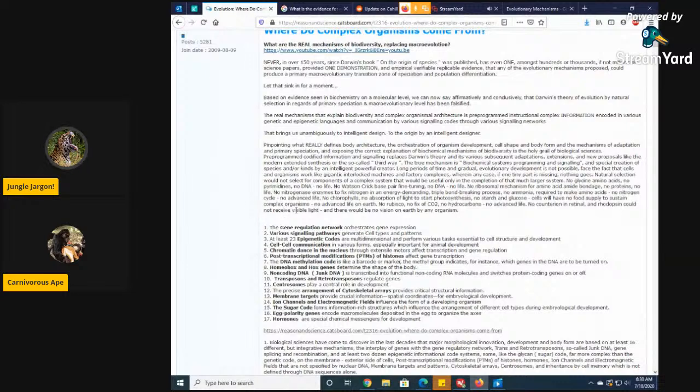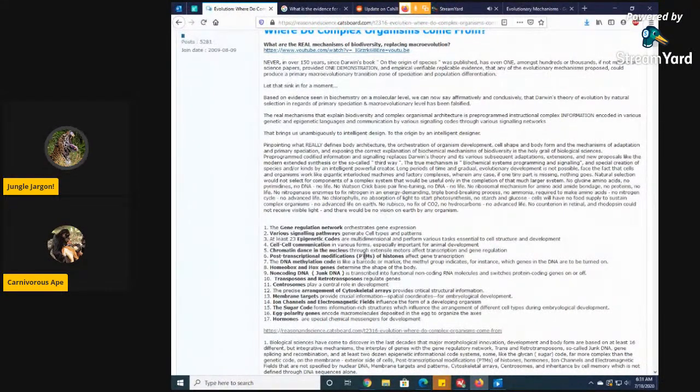No glucose, no starch, no food, no sustained complex organisms, no advanced life on Earth. No Rubisco to fix CO2, no hydrocarbons, no advanced life. No retinol and rhodopsin, so visible light could not be received, and there would be no vision on Earth by any organism.